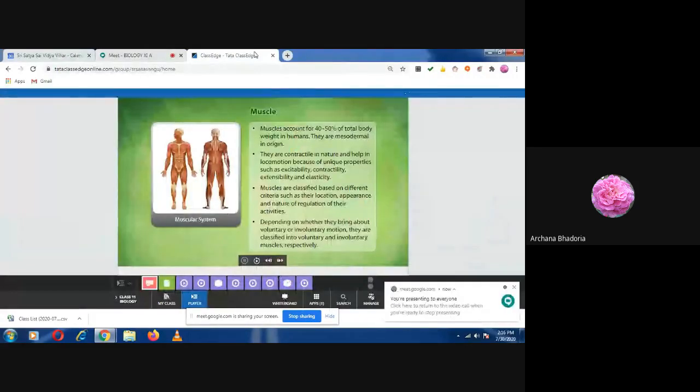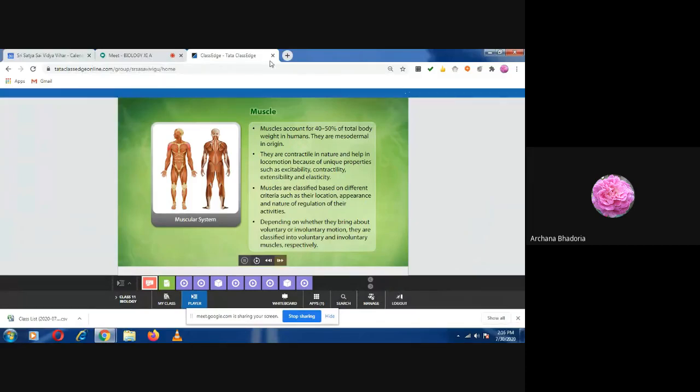Raj is not there. Devanshi, can you name the three different types of muscle fibers? Yes, ma'am. Striped, unstriped, and cardiac muscle. Name it again. Striped, unstriped, and cardiac muscle. Okay, striped muscle and unstriped muscle.